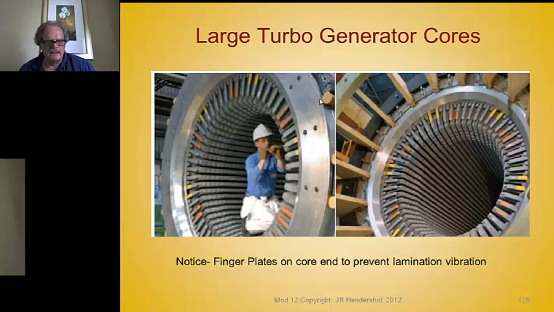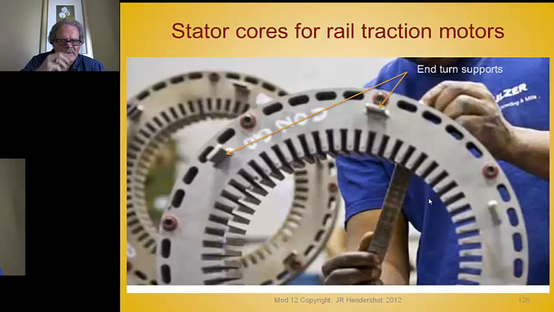Now here's an example of these finger plates I was talking about. They use this in large cores, and you see there's your stack of laminations, and this is a finger plate. This is a heavy steel plate that pushes down on the teeth at the ends of the core. They have one of those on each end. Now this is a very interesting picture also.